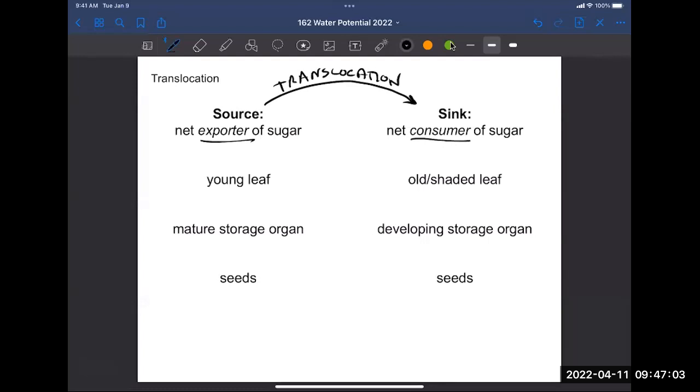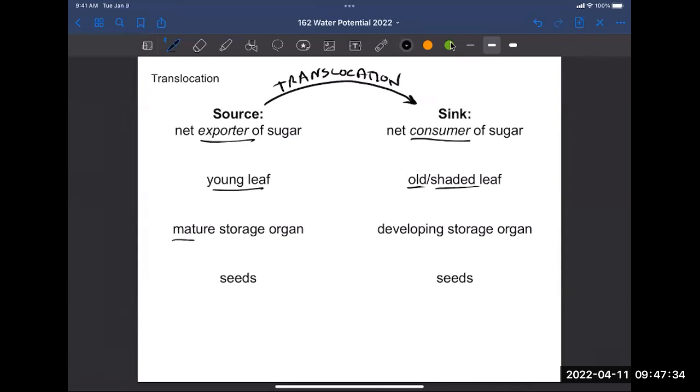Well, if I asked you where a leaf belongs, you'd say, of course it's a source. That's where photosynthesis is happening. But we have to be careful, right? A young leaf that's fully photosynthetically active might be a source, but an older leaf or a leaf that is shaded by other leaves could actually become a sink. They start to consume more sugars than they produce, and so they're going to receive sugars from other parts of the plant.